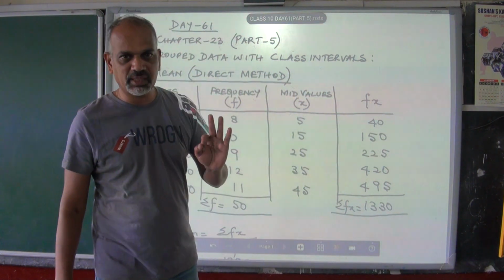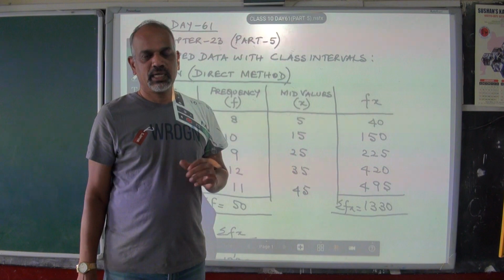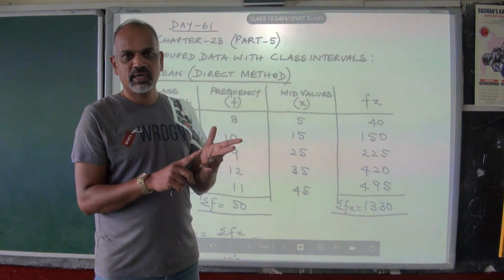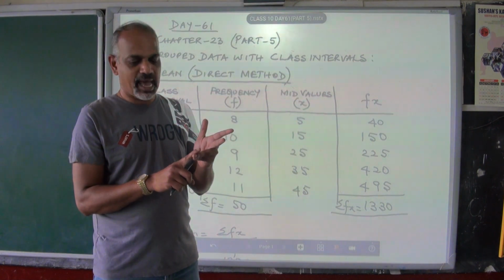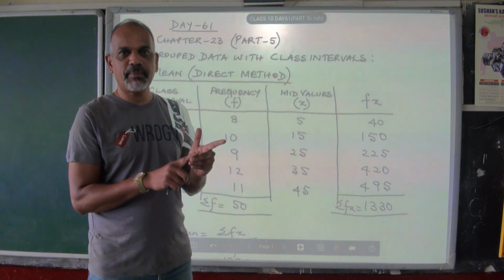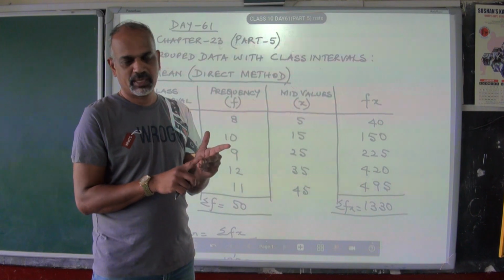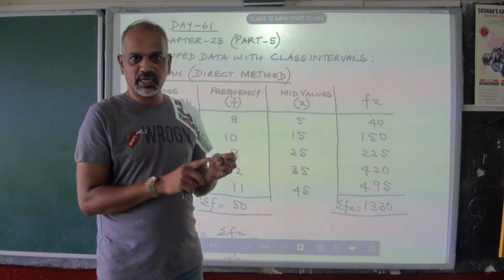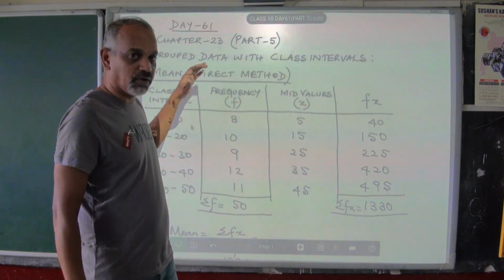Now there are three methods for finding mean. The first method is called direct method, the second one is called shortcut method, and the third one is called step deviation method. So I'll show you all the three methods. The first method is called direct method. That's what we are going to see today.